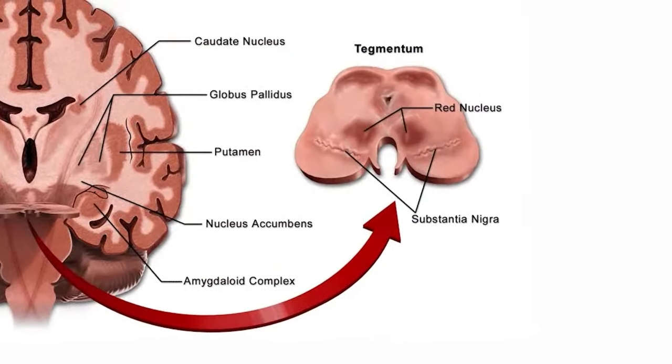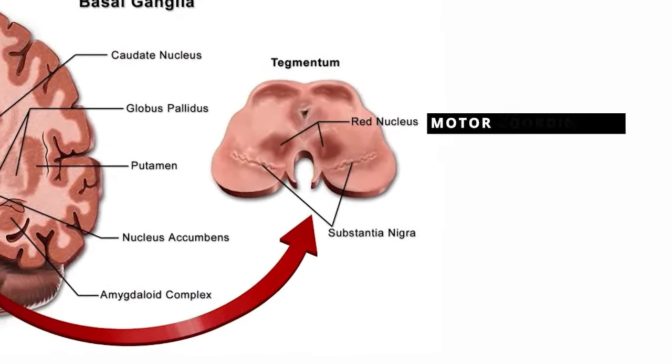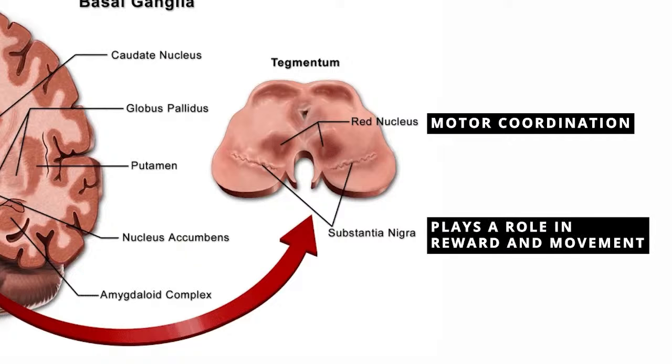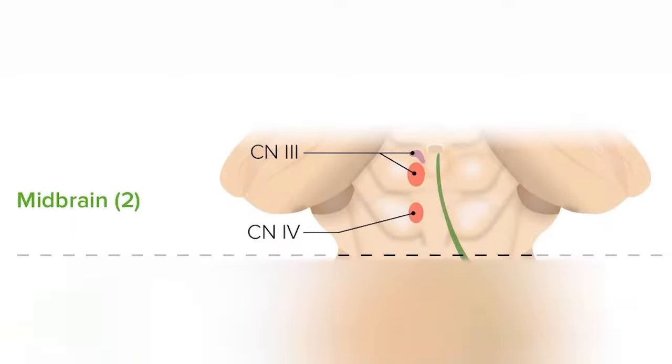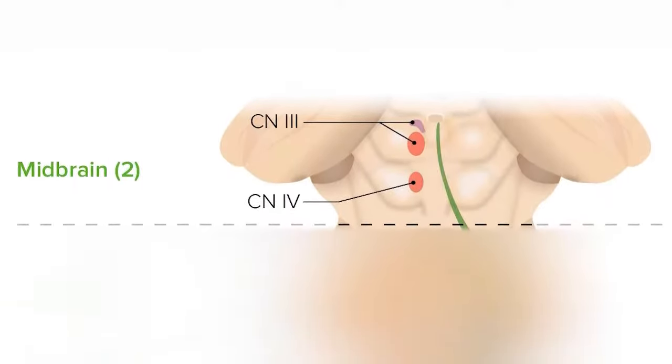The midbrain houses the red nucleus, involved in motor coordination, and the substantia nigra, which plays a role in reward and movement. The midbrain contains nuclei for cranial nerves 3 and 4.